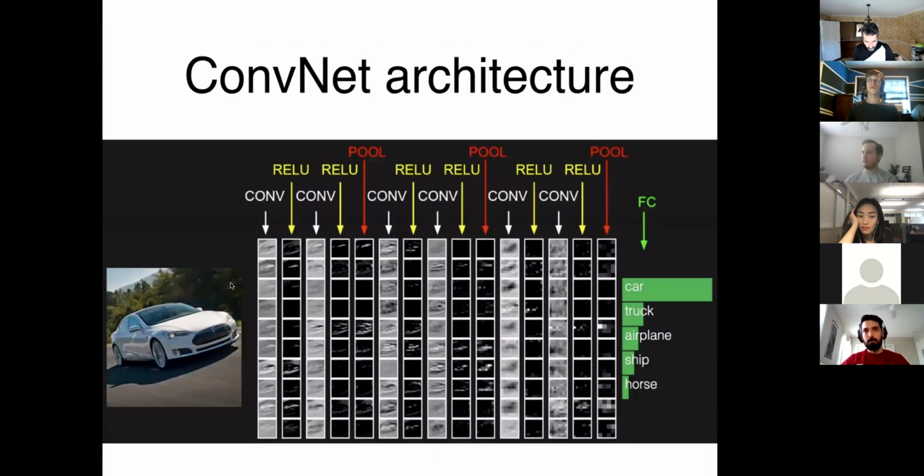This is another view. So your image goes through convolution with ReLU, convolution, ReLU, pooling, convolution, ReLU, convolution, ReLU, pooling, convolution, ReLU, convolution, ReLU, pooling, and then you put a fully connected layer on top of this for doing the classification. Does it make sense?